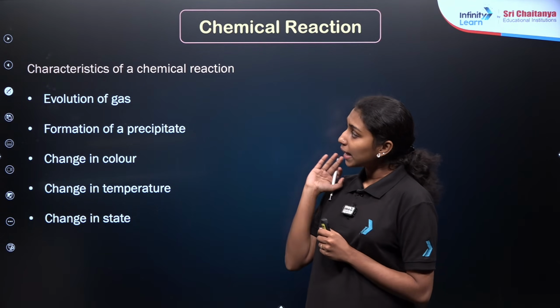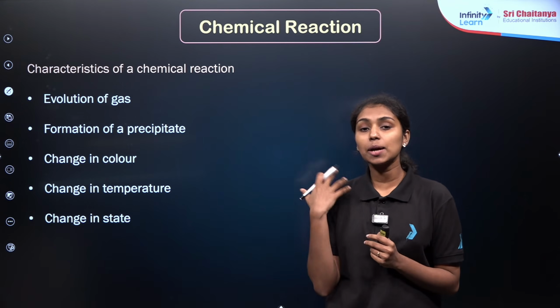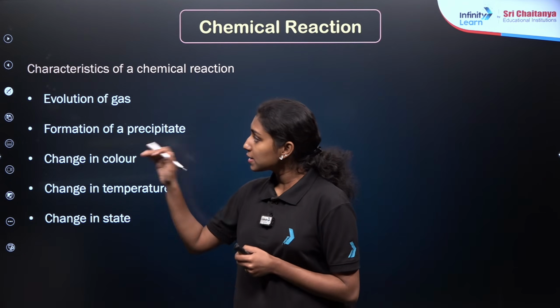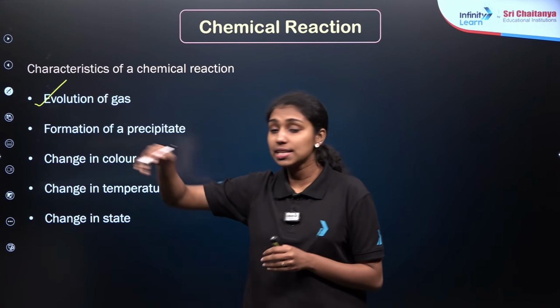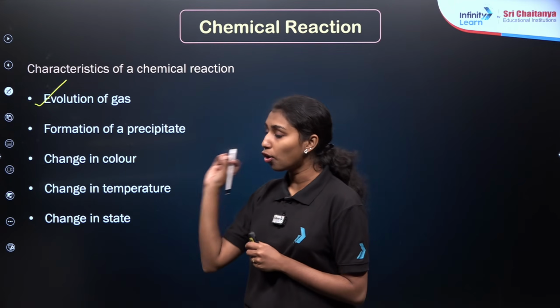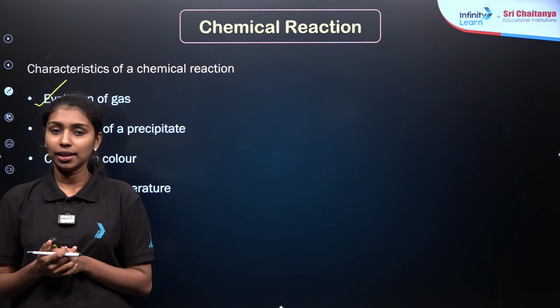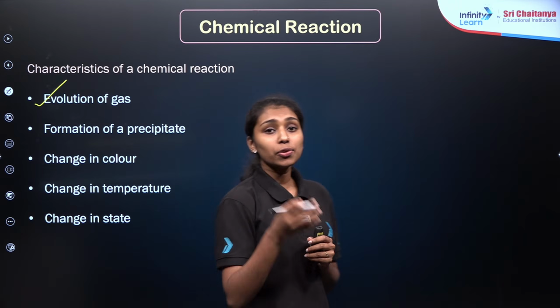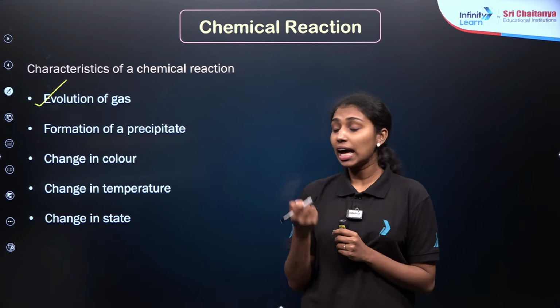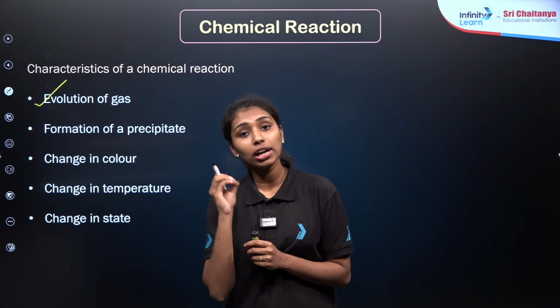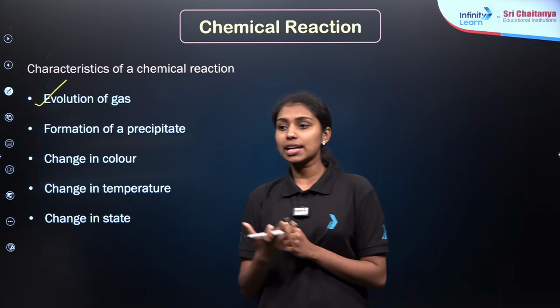Now let us see how we can explain a chemical reaction in terms of the chemical change, right? First example, if there is any reaction that is involved in the evolution of gas, right? Evolution of gas. We have already studied what you mean by gases, right? There will be different types of gases, right? So when any of the reaction which contain at least one gas is evolved there, we can call it as a chemical reaction. Is there any example for that?